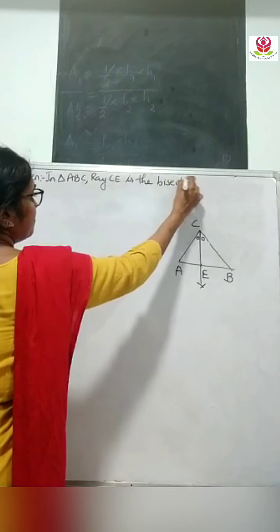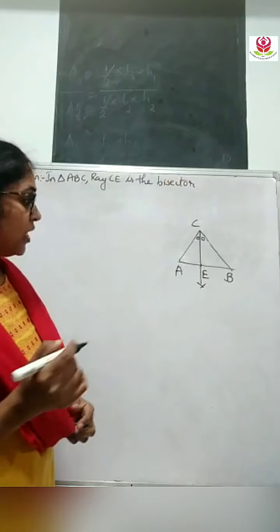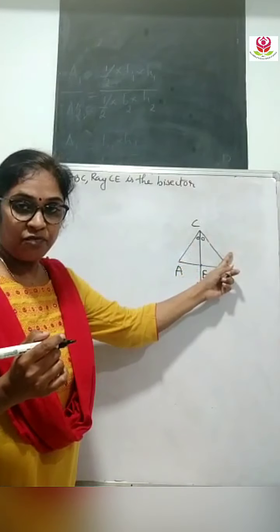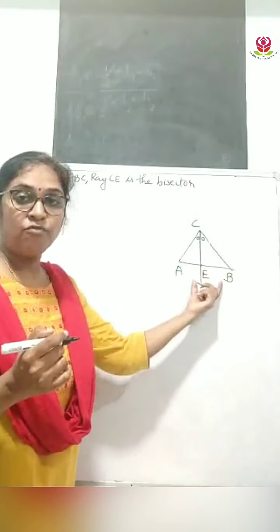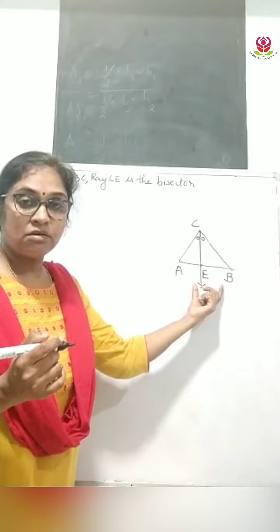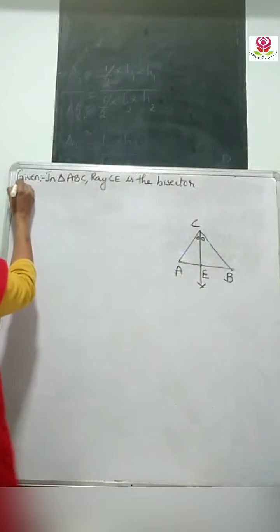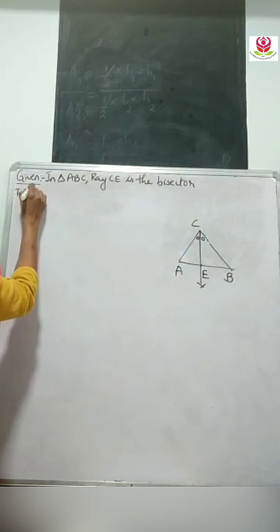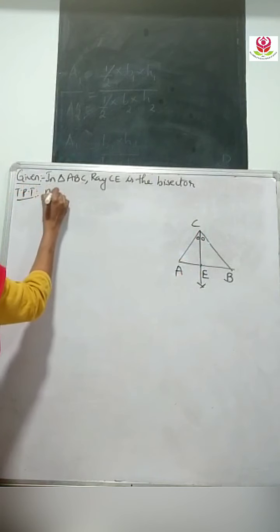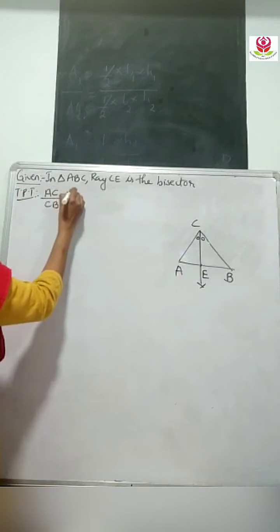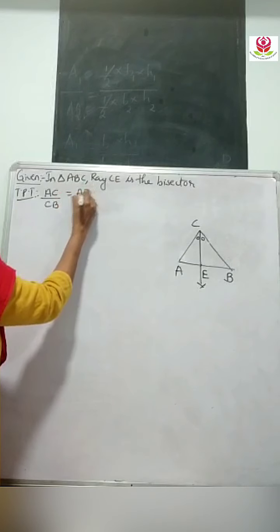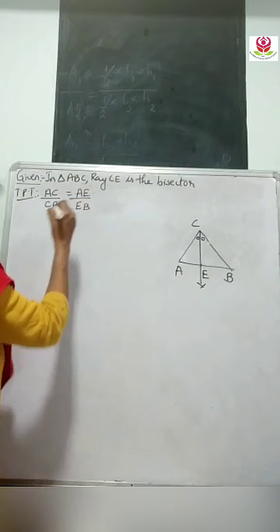This is given, and you have to prove that the ratio of the two sides of the triangle is equal to the ratio of the two parts into which the third side is divided by the angle bisector. So you have to prove AC upon CB is equal to AE upon EB.